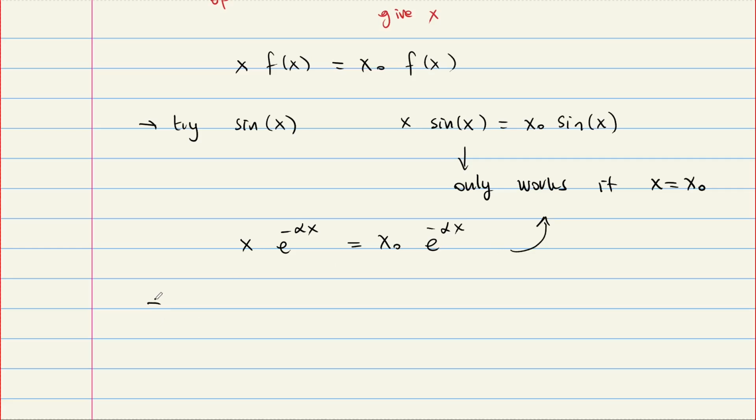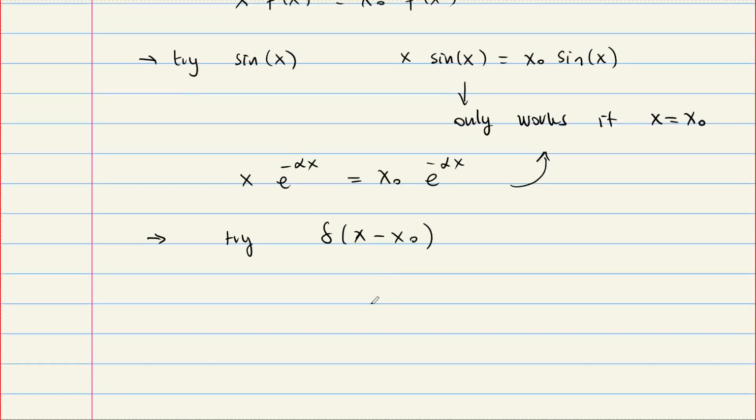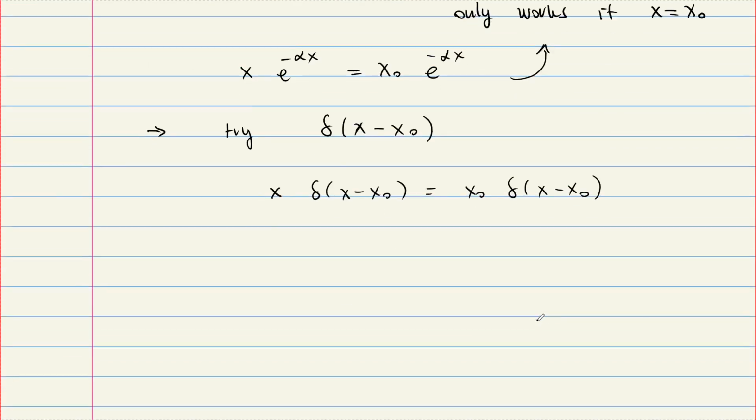And I think the answer is, let's try delta of x minus x naught. At least that's what Griffiths is suggesting. And if you do this, x delta of x minus x naught is equal to x naught delta of x minus x naught. It's a little bit silly, in my opinion, to write it this way, but it works, right? It is consistent. If x is hitting the delta function, the delta function takes it and turns it to x naught. So this works.